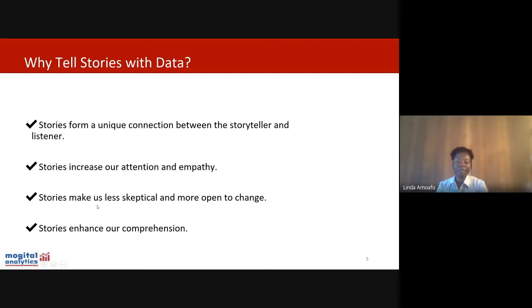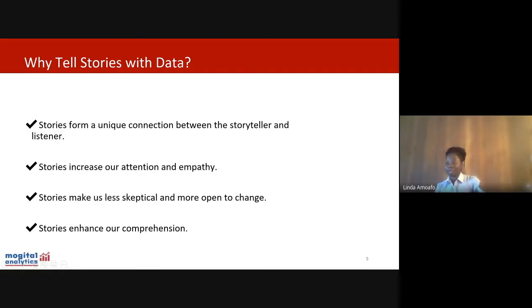And then stories make us less skeptical and more open to change. We get to understand what is happening, and then we are able to empathize with what is going on. We tend to have it at the back of our minds that we want to do something to change what is happening. And then lastly, stories enhance our comprehension. When you tell stories, you allow your audience to better comprehend difficult or complex concepts.